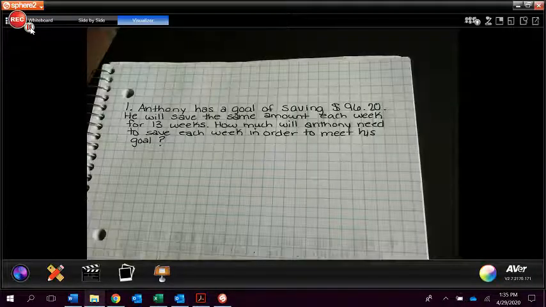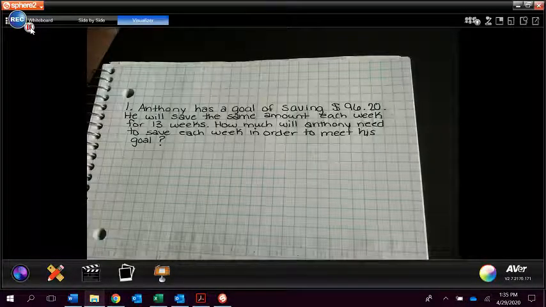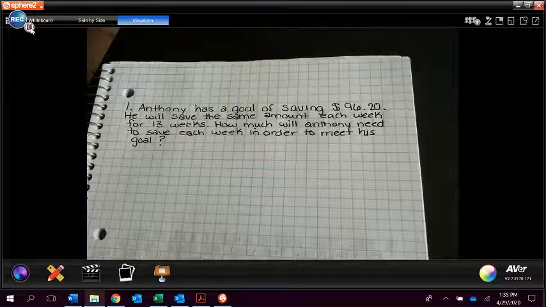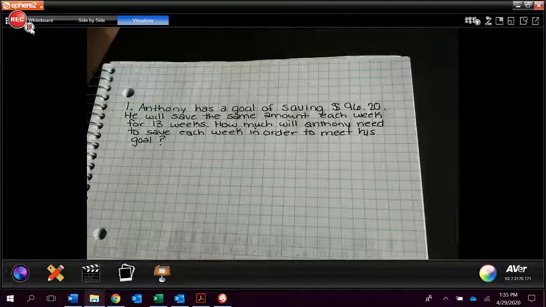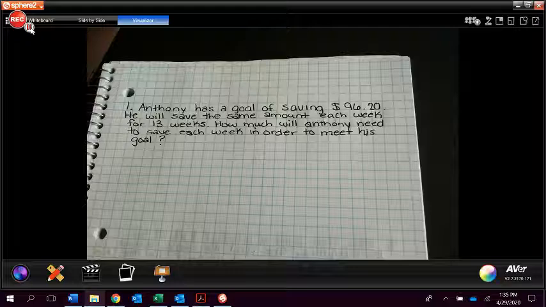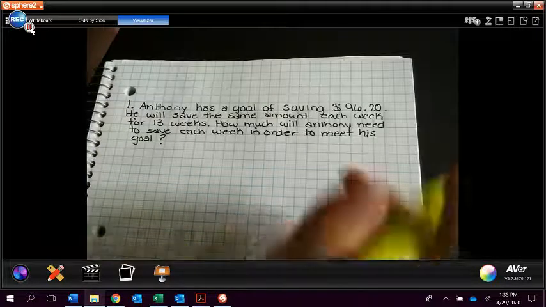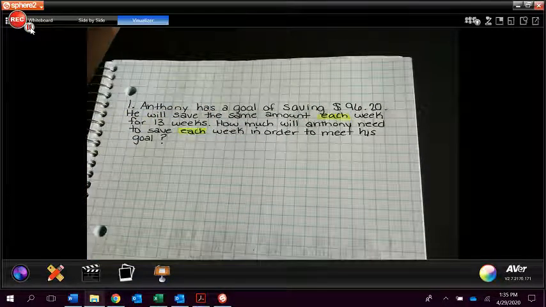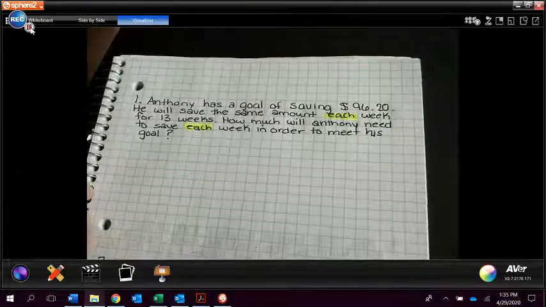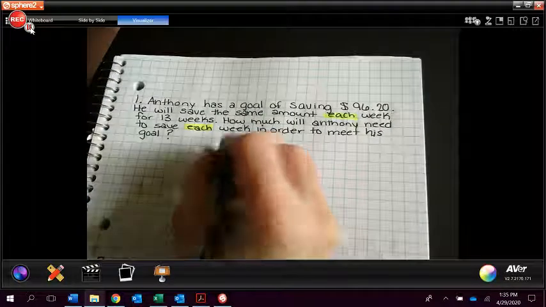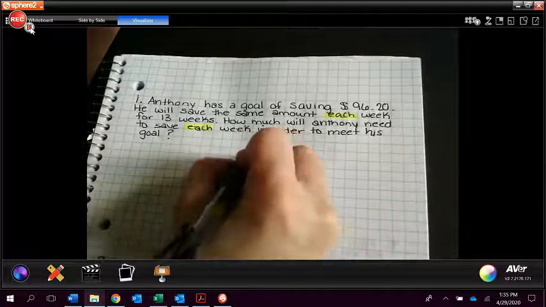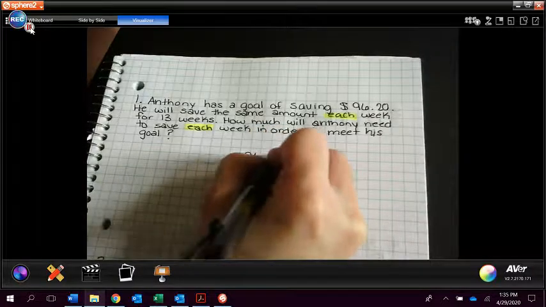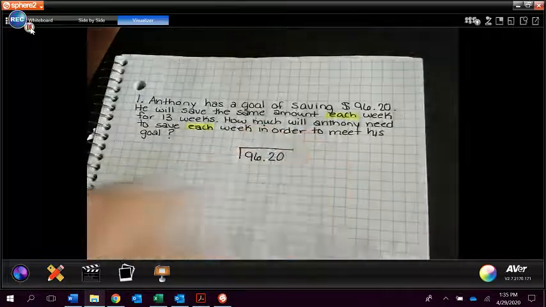Okay, so I wrote the problem down on my paper so that I'm able to work with you together. Okay, so again, Anthony has a goal of saving $96.20. He's going to be saving the same amount each week. So I'm just going to highlight each because those are my keywords that I know that I'm going to be dividing. So first we're going to be writing our division problem, which we know is $96.20. And we're going to divide that by 13.